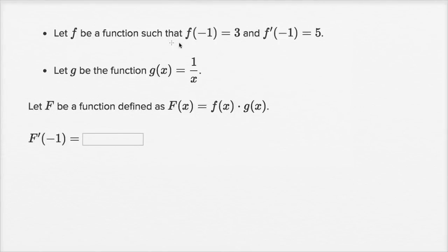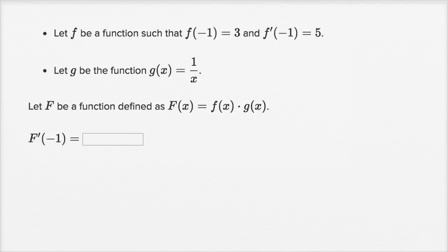Let f be a function such that f of negative 1 is 3 and f prime of negative 1 is equal to 5. Let g be the function g of x is equal to 1 over x. Let capital F be a function defined as the product of those other two functions. What is capital F prime of negative 1?